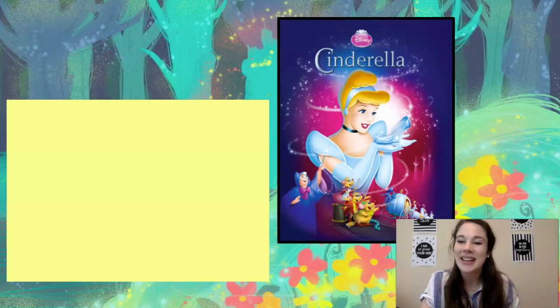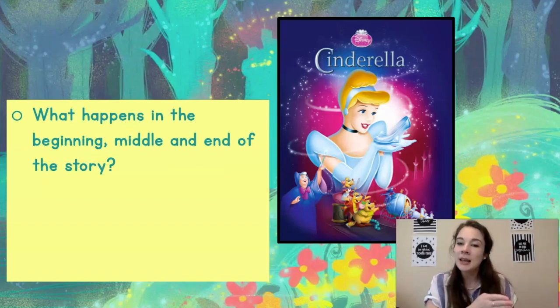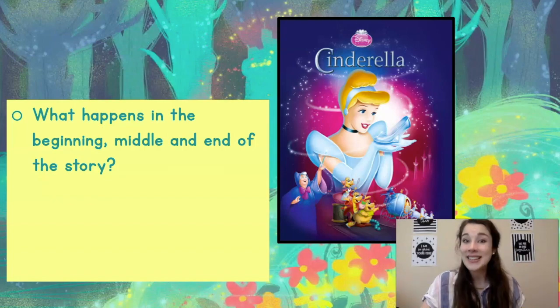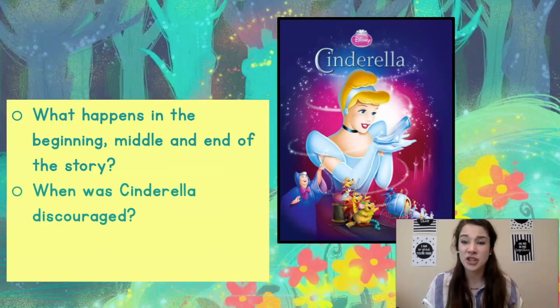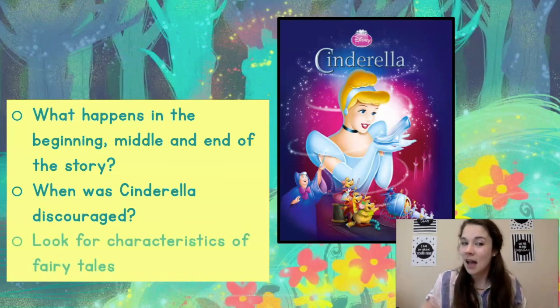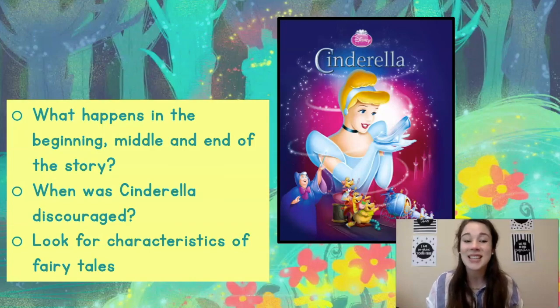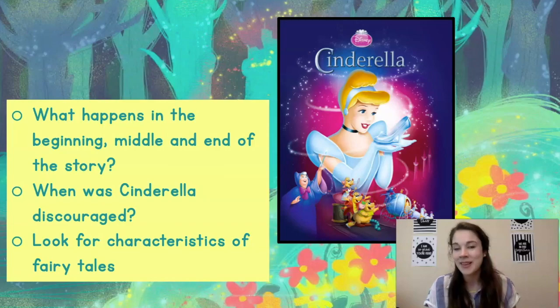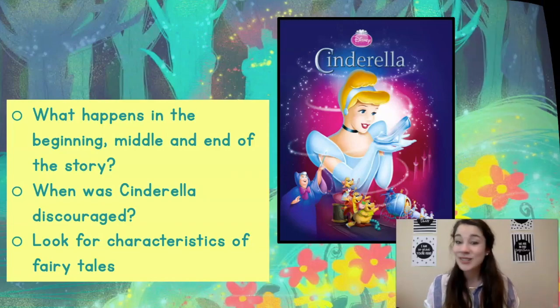In our story, Cinderella, I want you to think about three things. First, what happens at the beginning, middle, and end of the story. Next, when was Cinderella discouraged in the story? And why? What discouraged her? And lastly, of course, I want you to be looking for the characteristics of a fairy tale. I know that you're easily going to be able to spot at least three of them. I will see you in a few minutes when we are done enjoying the story, Cinderella.